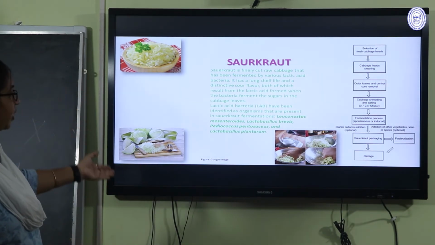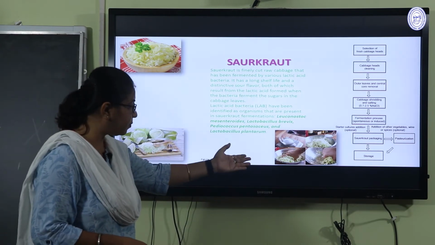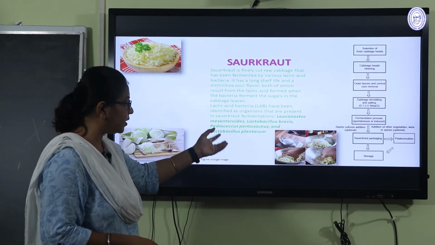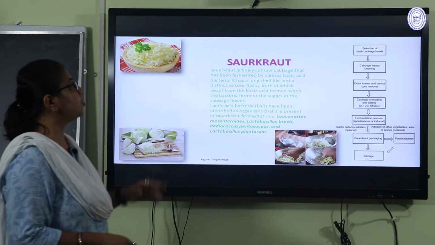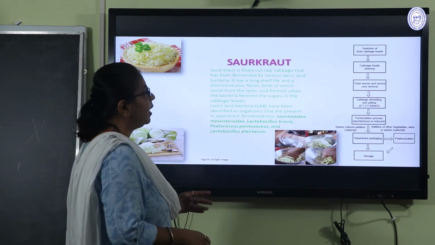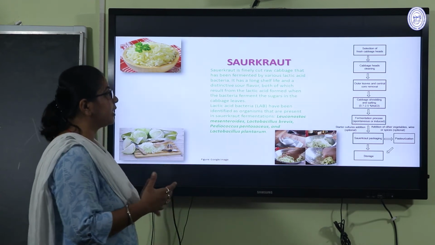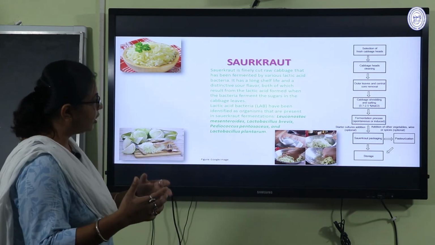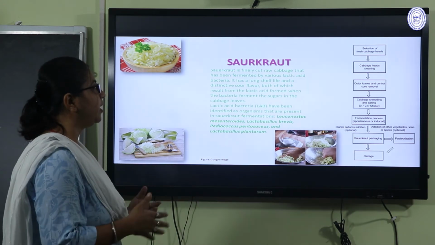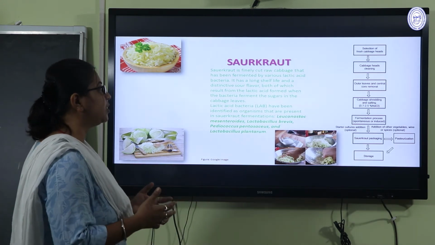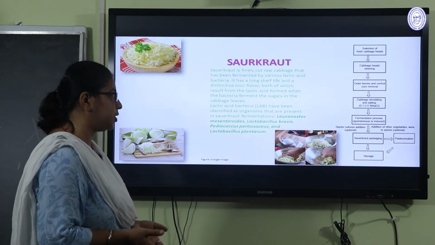The cabbage is being shredded, and in the steps where salt is being added, the cabbage is being pressed and packed. So coming to the flow chart: selection of fresh cabbage heads. The heads of the cabbages are cleaned, and the central core and the outer leaves are removed. Then shredding and salting of the cabbage is done, at a salt percentage of 0.7 to 2.5%.